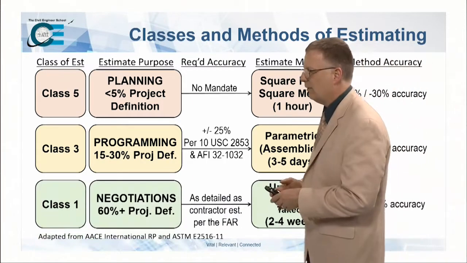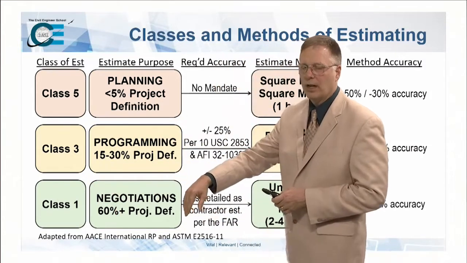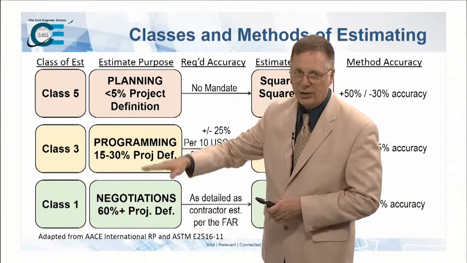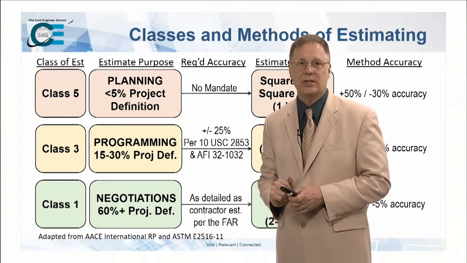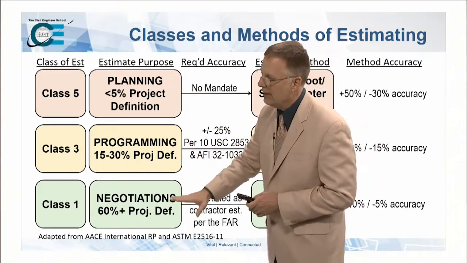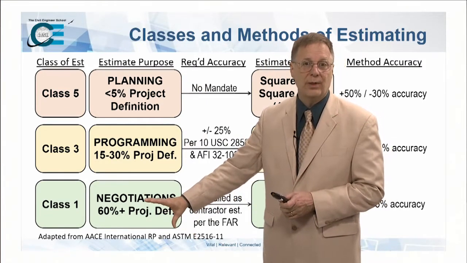The third level of estimating is this Class 1 estimating. Now you might say, where's the Class 4 and Class 2? Well, there's actually ranges in here. But we in the Air Force primarily focus on these three purposes: the planning, the programming, and then the contracting portion, the actual negotiations with the contractor.